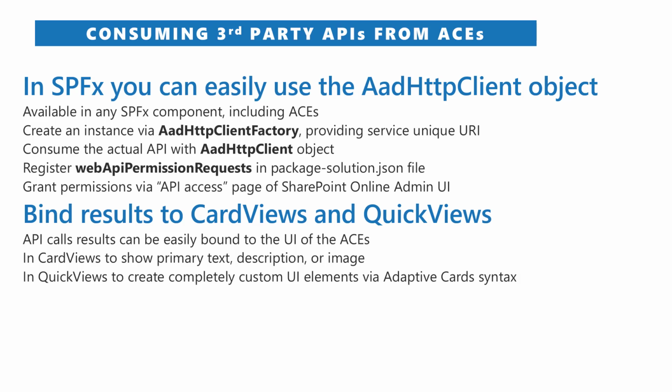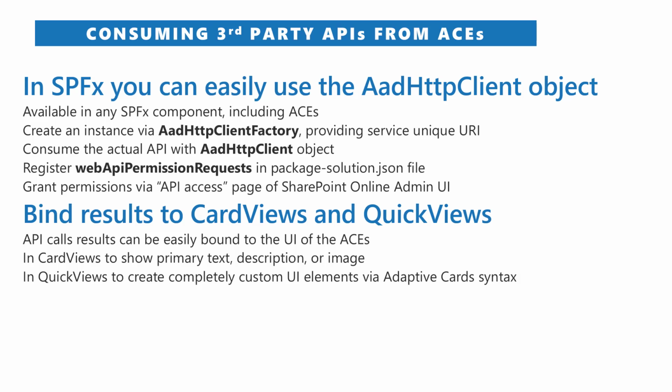With an adaptive card extension built with SharePoint Framework, we can easily do that using the AAD HTTP client object, which is available in SharePoint Framework, in any SharePoint Framework component, including the adaptive card extensions. You simply need to create an instance of the client via the AAD HTTP client factory, providing the unique URI of the API that you want to consume.